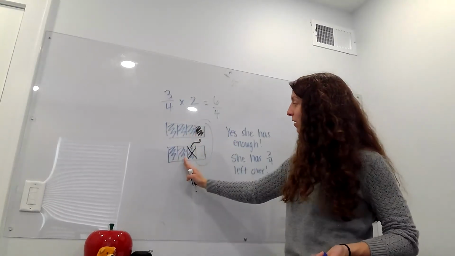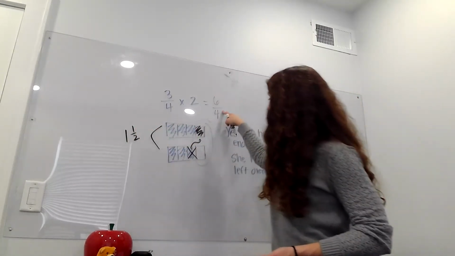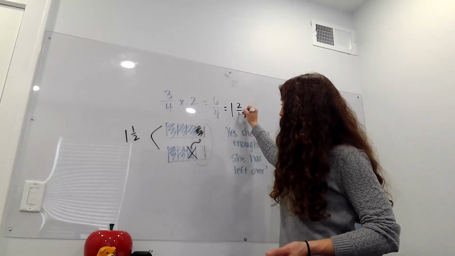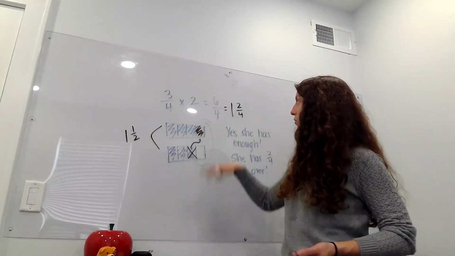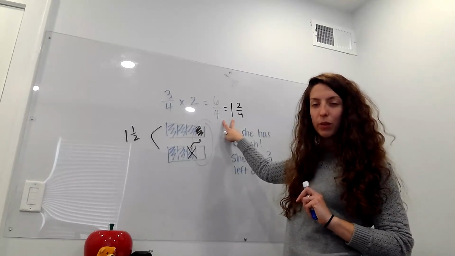Because half of it is filled in. So I'm using 1 1/2. That 6/4 equals 1 2/4, right? 1 whole and 2/4 left over. And we're going to talk about these types of fractions later on. Don't stress. I know you're kind of familiar with them a little bit.